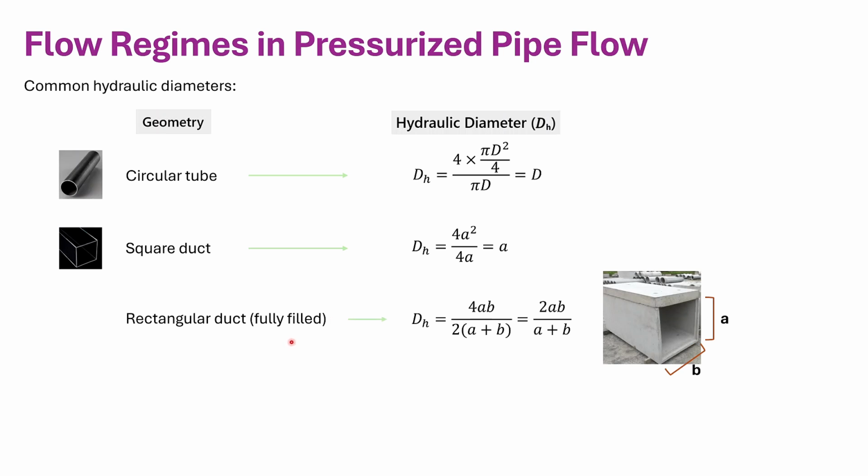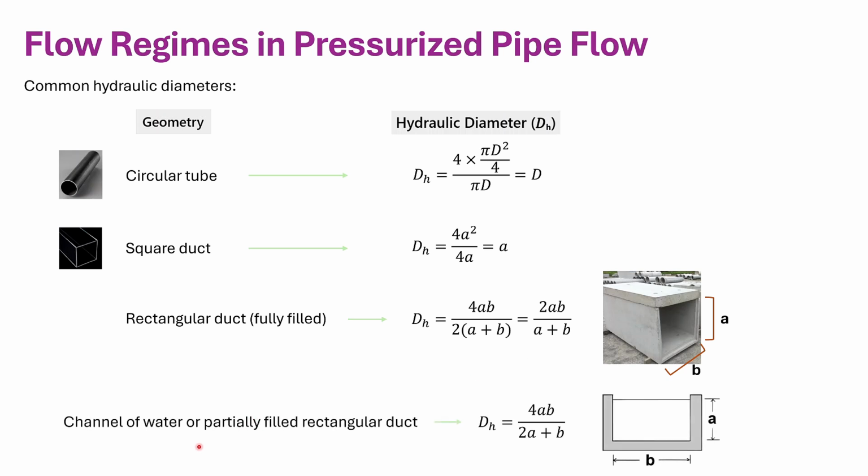For a rectangular duct, which is fully filled, d sub h equals 4 times ab divided by 2 times (a plus b), and that equals 2ab divided by (a plus b). And for a channel of water or partially filled rectangular duct, d sub h, which is the hydraulic diameter, equals 4ab divided by 2 times (a plus b). So 2 times (a plus b) is basically the wetted perimeter.